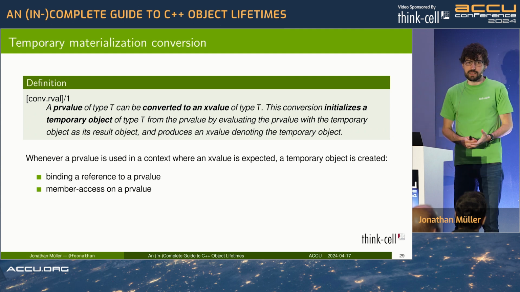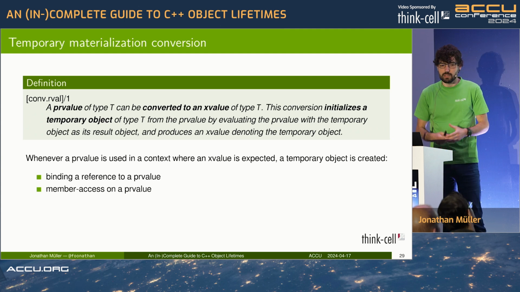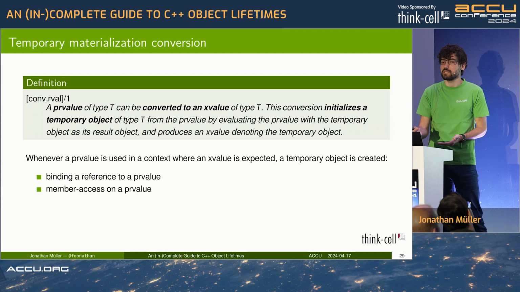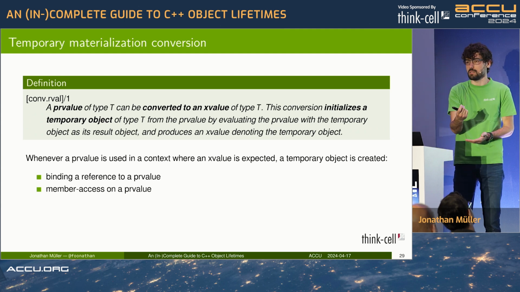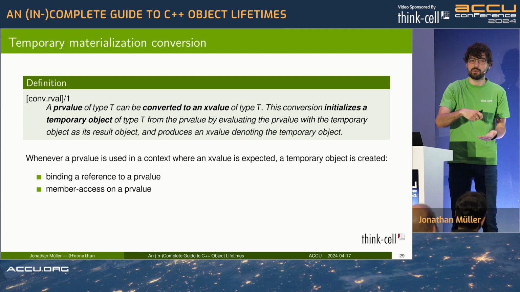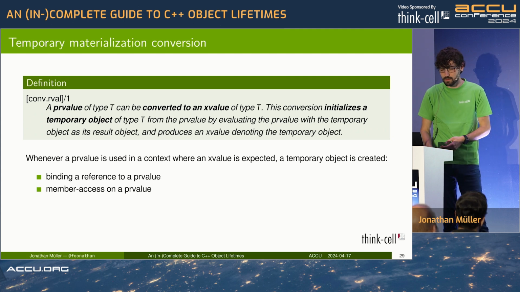Also, when you want to do member access on a PR value. So you've got a function that returns a std string by value. This is a PR value, and then you want to call .size. .size gets this pointer. So we need an address of something. So we need to create a temporary object, initialize it from the PR value in order to use it.